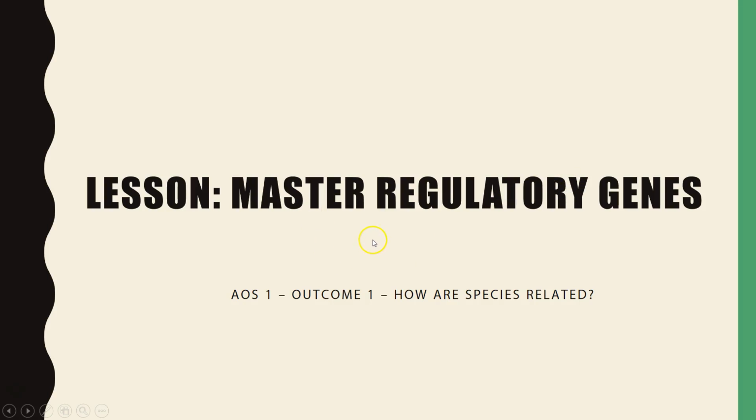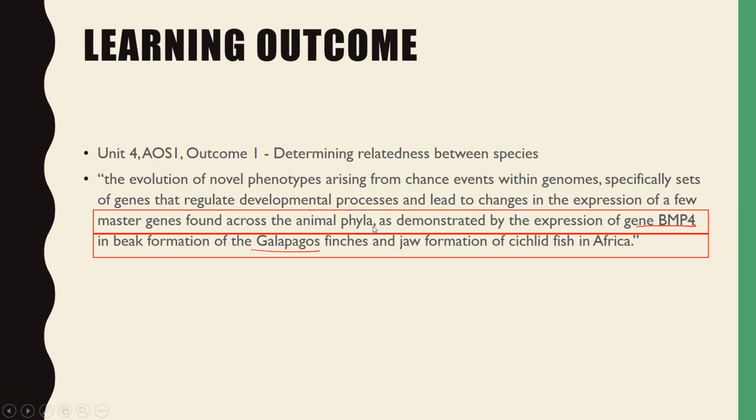Welcome to the next lesson on master regulatory genes. In this lesson, we're going to be looking at how master genes across a number of animal phyla, demonstrated specifically by the expression of BMP4 in beak formation of Galapagos finches and jaw formation of cichlid fishes in Africa, result in a number of phenotypes.